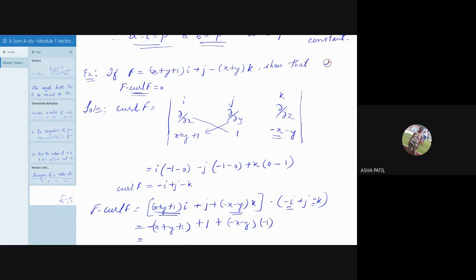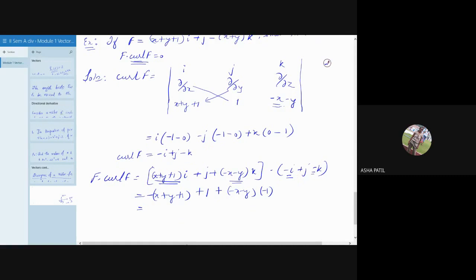Simplify this. Is it 0? Yes: minus x minus y minus 1 plus 1 plus x plus y. This minus is multiplied here, we'll get plus x plus y. So all the terms will get cancelled. We'll get 0. Even they may ask, given f dot curl f is 0, show that it is an irrotational vector.